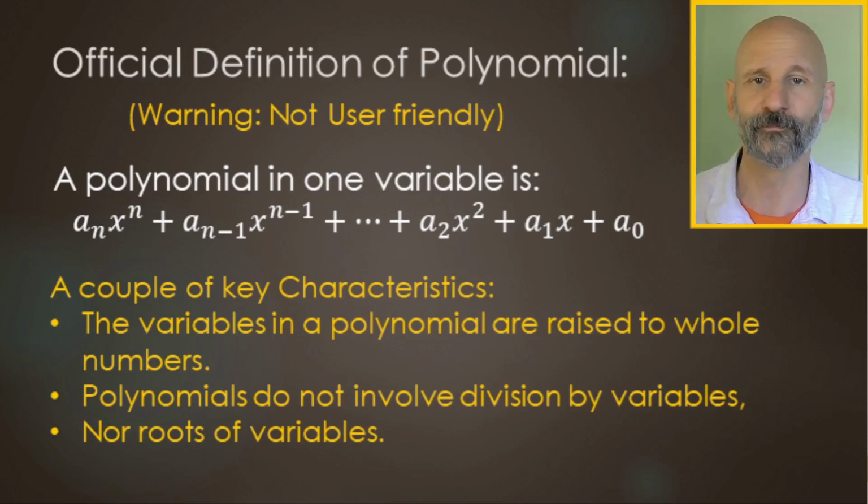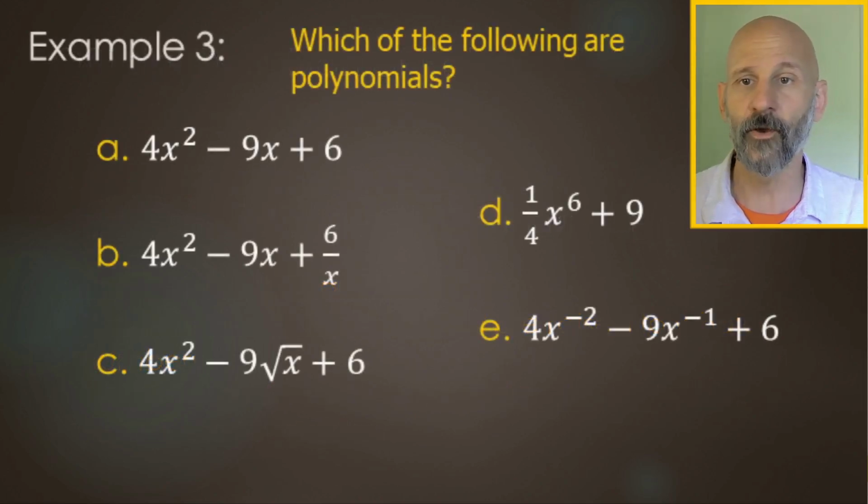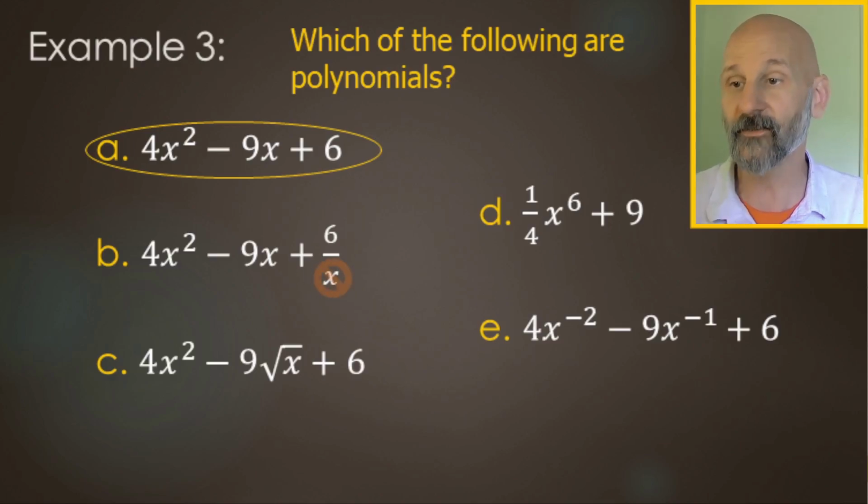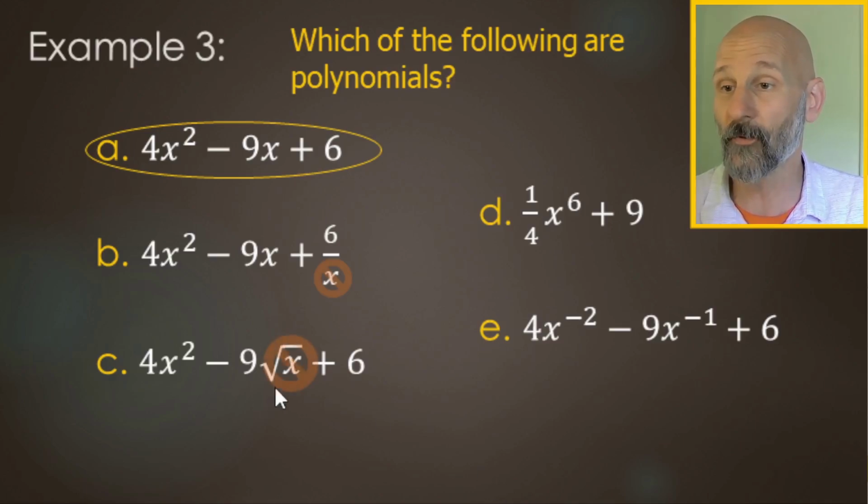So here we go. So this one here, we got 4x squared plus minus 9x plus 6. Yep, that's a polynomial, okay? Good to go. Letter B here. This one is not a polynomial. Check it out. We have a variable in the denominator or division by a variable. So letter B, not a polynomial. Let's look at letter C. Letter C is also not a polynomial. We're taking the square root of a variable. So that one's not a polynomial.